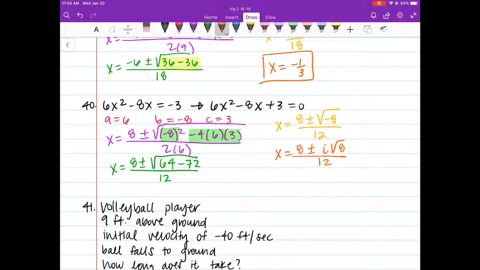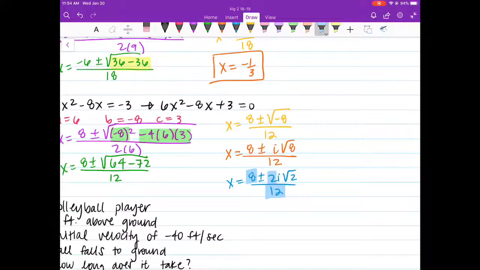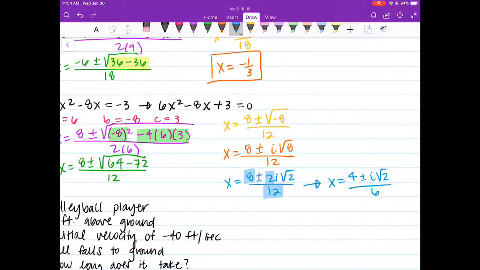But again, radical 8 isn't something that we'd like to keep around because we are able to take a 4 out of that, break it out of jail. So then I'd have 8 plus or minus 2i root 2 all over 12. Again, I've got even number, even number, even number. So I need to reduce. So I have x equals 4 plus or minus i root 2 all over 6.